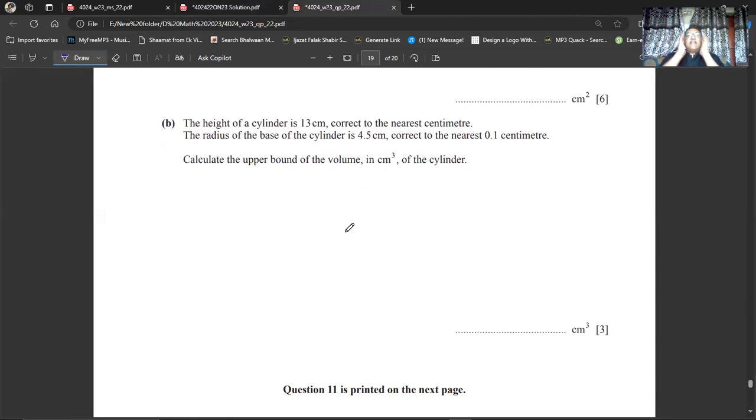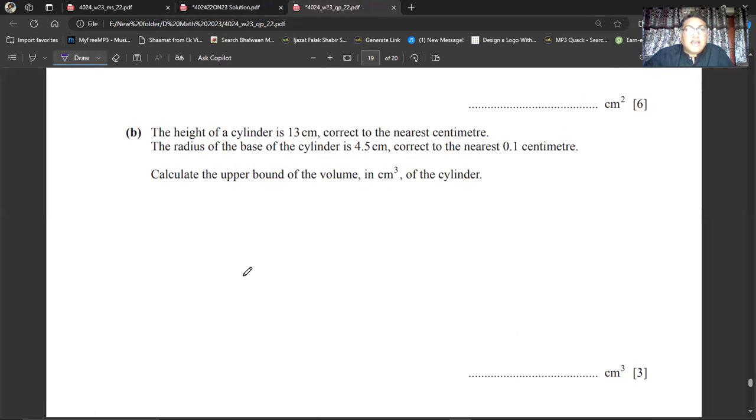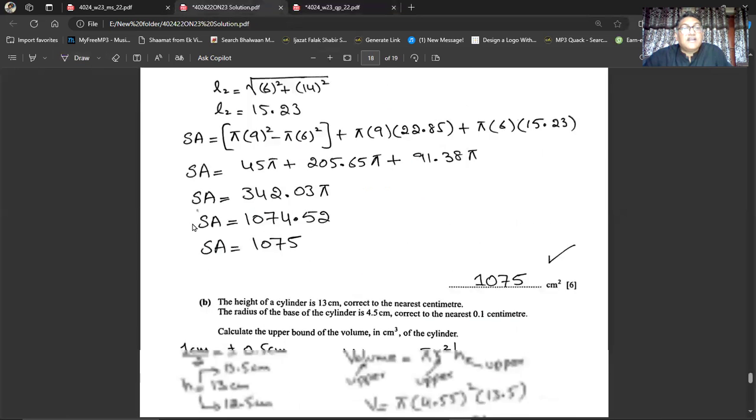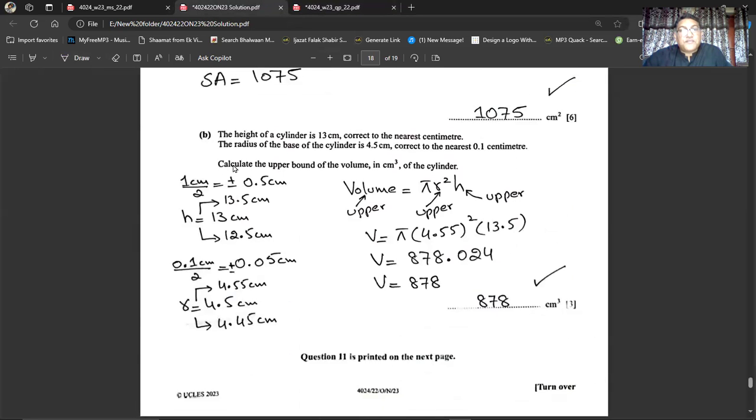Question number 10 is B part. He says the height of a cylinder is 13 centimeter, correct to the nearest centimeter. The radius of the base of the cylinder is 4.5 centimeter, correct to the nearest 0.1 centimeter. Calculate the upper bound of the volume in centimeter cube of the cylinder. It's the B part. And here we go.